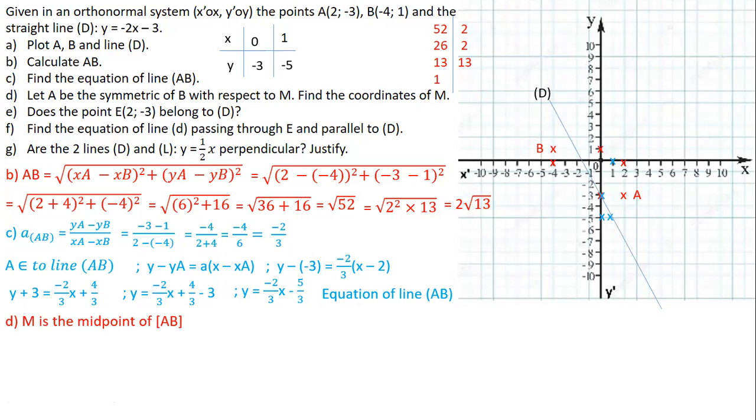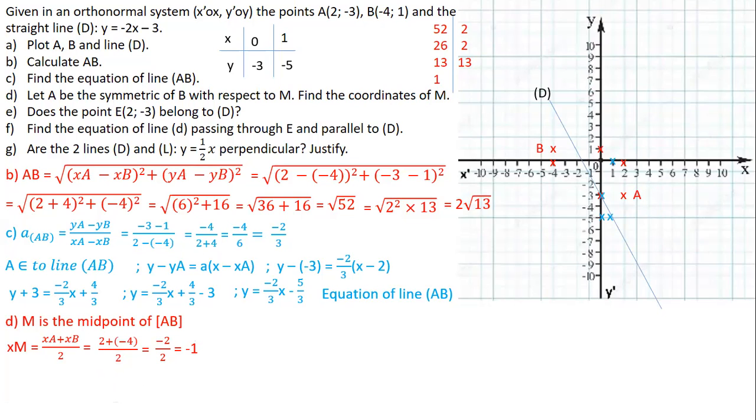X of M is equal to XA plus XB over 2. Bravo. So this is the abscissa of M. XA, we replace it by 2. XB, we replace it by -4. Now positive times negative is negative. So 2 minus 4 is -2 over 2. So I get -1. This is the abscissa. -1.